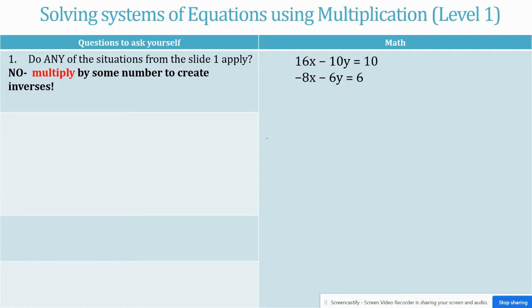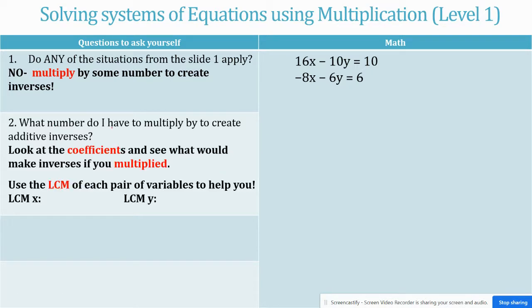And to create a set of inverses, we are going to be multiplying by some number. And the hardest part of this is finding that number that we multiply by. So you're going to ask yourself, what number do I need to multiply by to create a set of inverses? So that's the next question. What number do I have to multiply by to create a set of additive inverses? So what we're going to do is look at the coefficients and see what would make inverses if you multiplied by it.